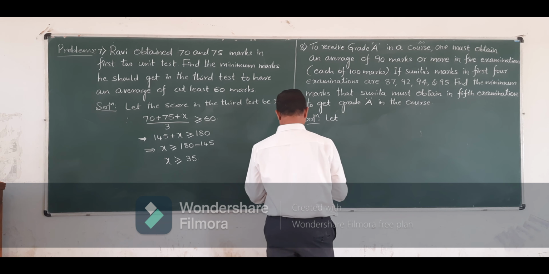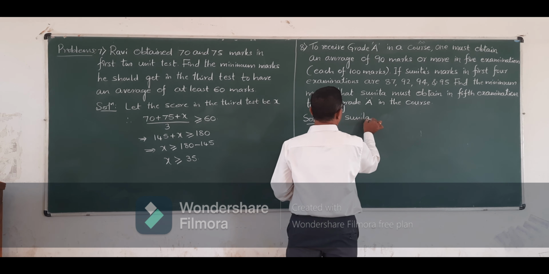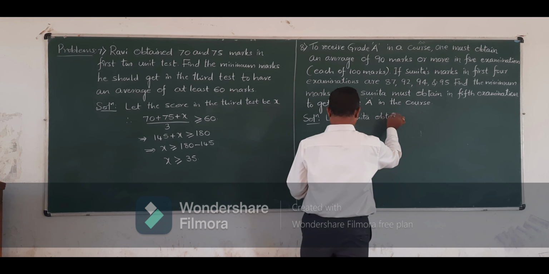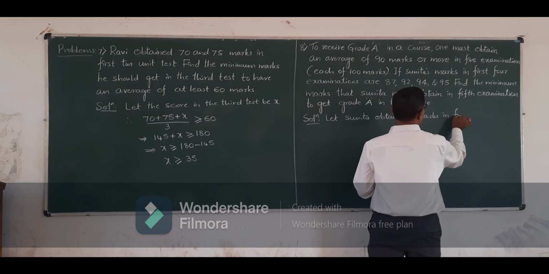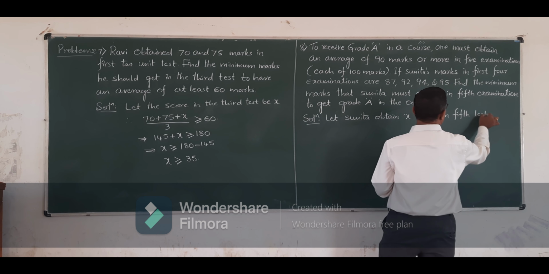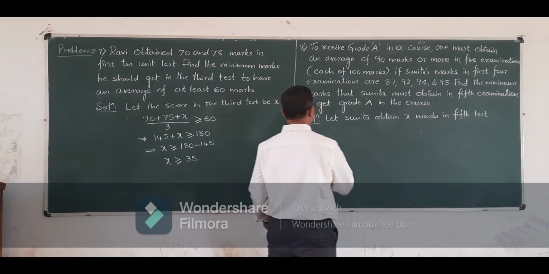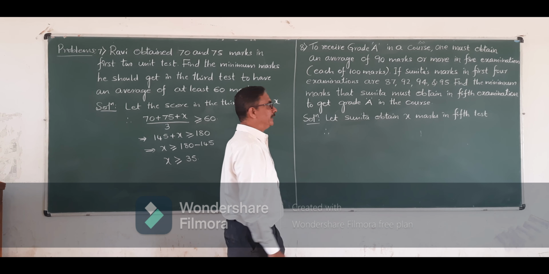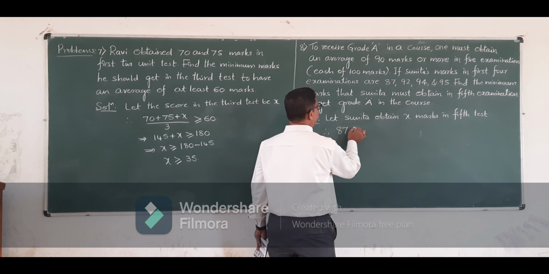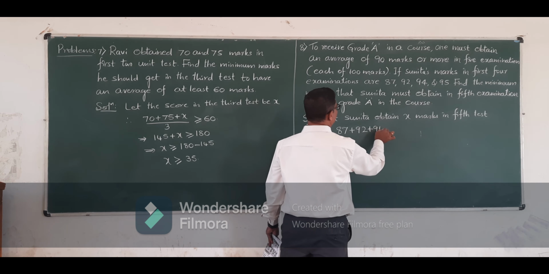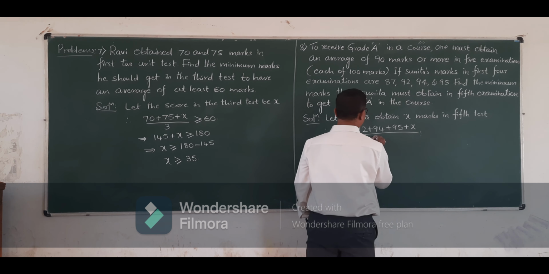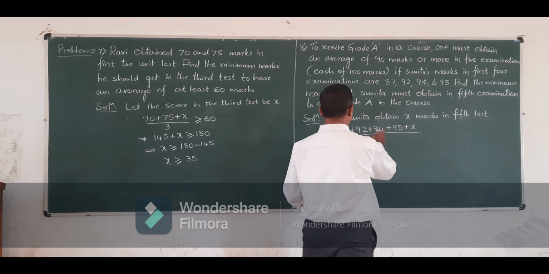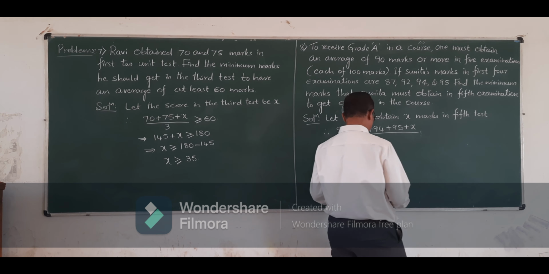Let Sunita obtain x marks in the 5th test. x marks in the 5th test. Therefore, totally how many examinations? 5 examinations. Now the first 4 examination marks according to the question: 87 plus 92 plus 94 plus 95, plus the 5th examination x, since the total number of examinations is 5, divided by 5. Correct. At least 90 marks.